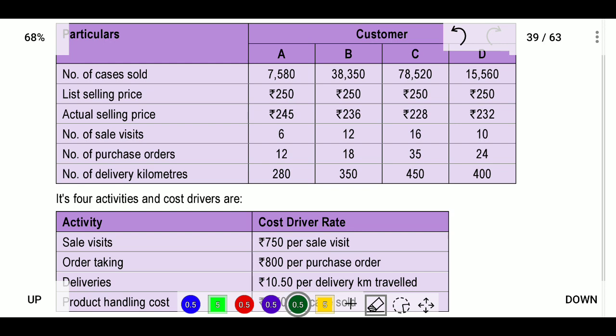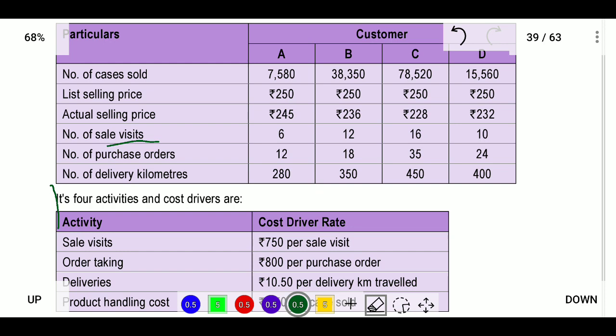For that discount, we will calculate the percentage of discount and see who is getting more discount and who is getting less discount. And for that, we will see whether the customer having more sales is getting the discounts or not. Next, number of sales visits was 16, 6, 12, 16, 10.